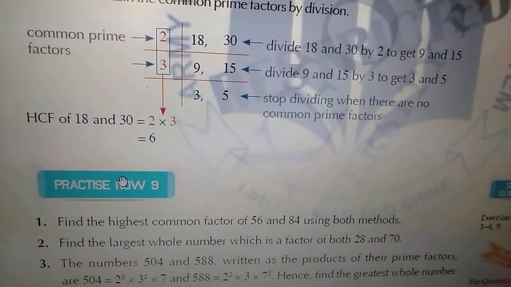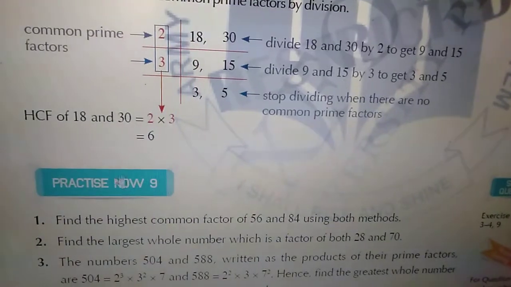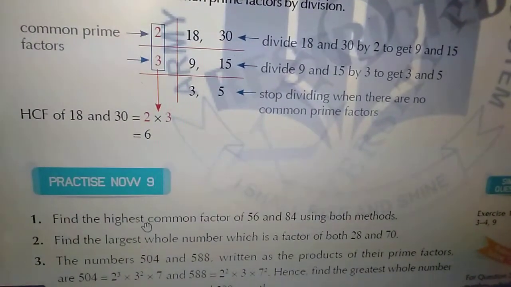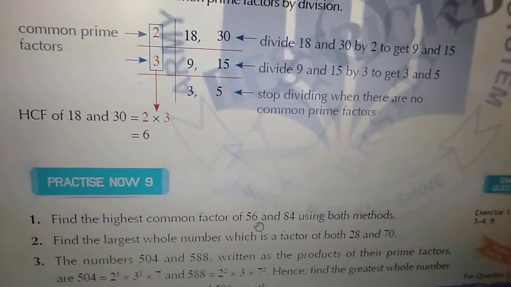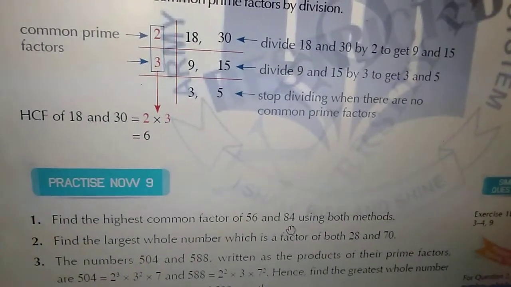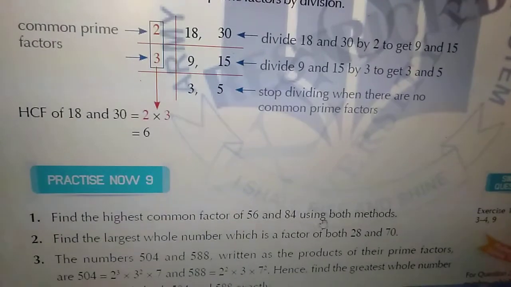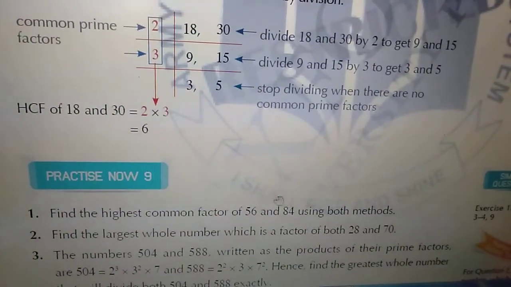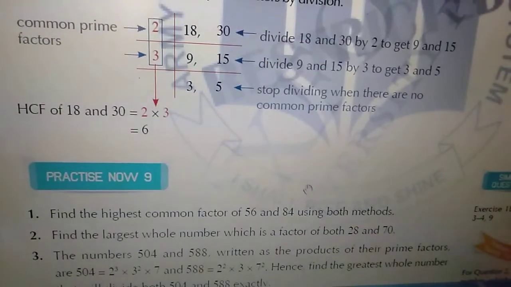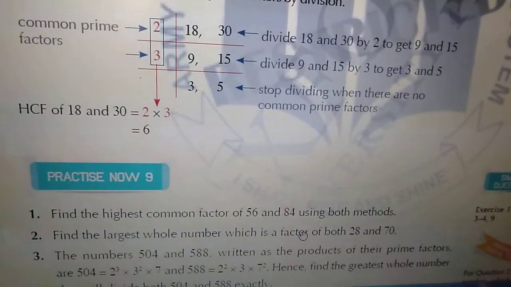Now we are going to solve Practice Now 9, question number 1. I will solve this question for you. We have to find the highest common factor, HCF, of 56 and 84. Here it says to use both methods, so I will tell you both methods to find the HCF of 56 and 84.